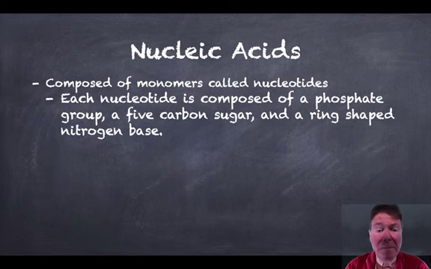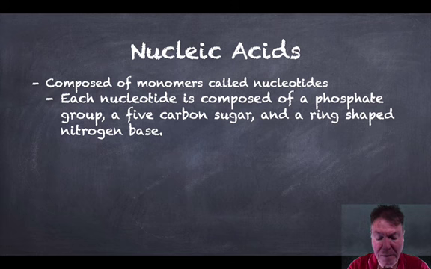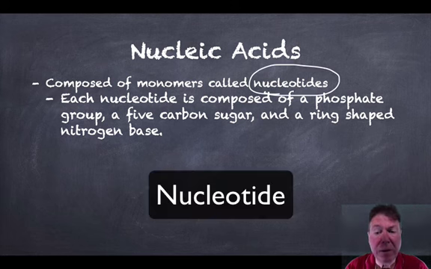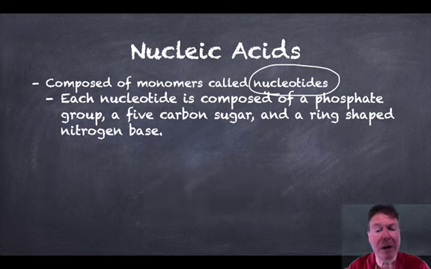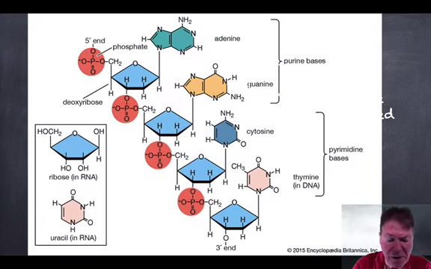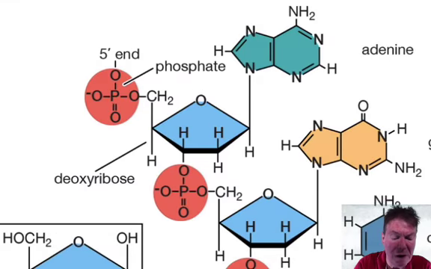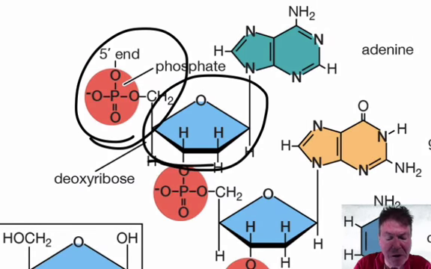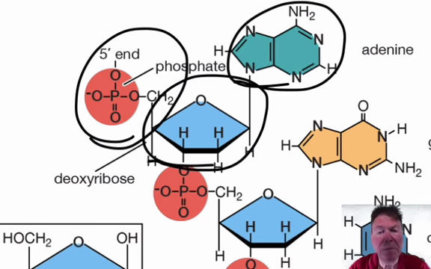Basically, the monomer of a nucleic acid is called a nucleotide. Nucleotides consist of a phosphate group, a 5-carbon sugar, and a ring-shaped nitrogenous base. Phosphate group, sugar, nitrogenous base. That's a nucleotide. What does that look like? Something like this. Here's your phosphate group right here. Here's your 5-carbon sugar. Here's your nitrogen group. That is a nucleotide.